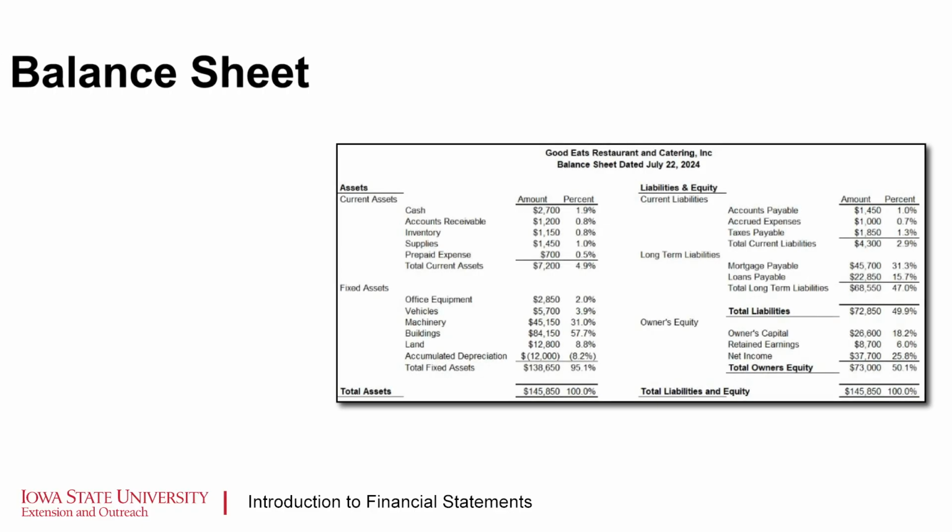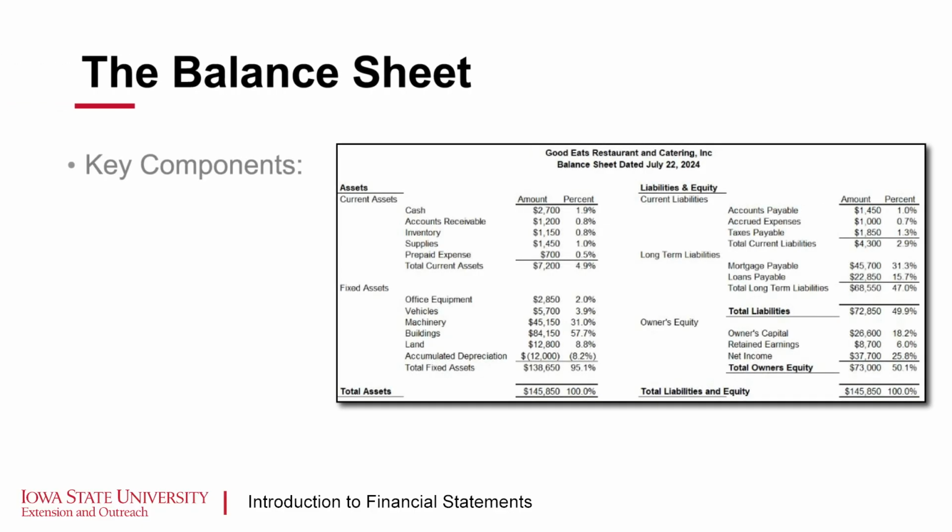Another financial statement is the balance sheet, which provides a snapshot of the company's assets, liabilities, and equity at a particular point in time. For example, a balance sheet might be dated June 30th, 2024, or December 31st, 2024. It could be dated anything else as well, March 15th, 2015. It shows the account balances as of a specific date.